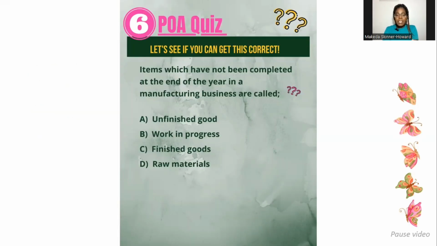Okay, number 6. Items which are not completed at the end of the year in a manufacturing business are called... I see a lot of people mixing this one up, right? What do you call the items that are not completed at the end of the year in a manufacturing business?